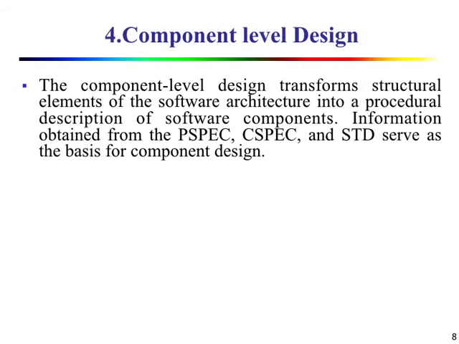And finally, we have component level design. Component level design transforms the structural elements of the software architecture into a procedural description of software components. Now we have the structural elements. Now we need to transform them into some kind of procedural descriptions, and this information is obtained mainly from the process specification, control specification, and state transition diagram of the analysis model to develop the component level design.